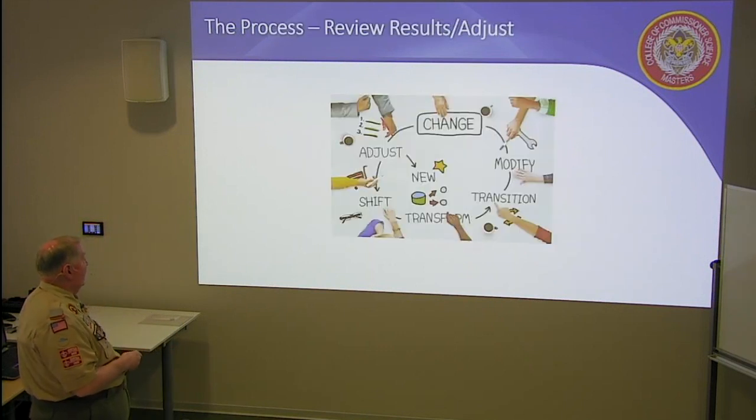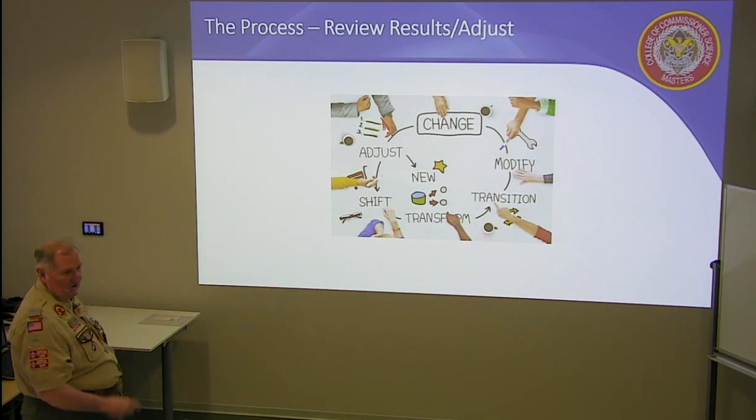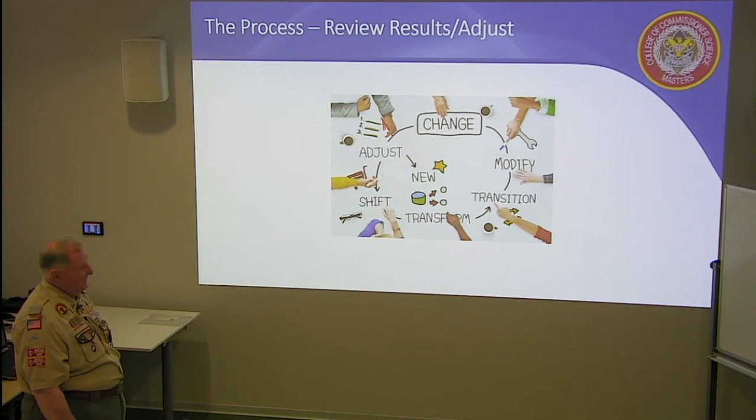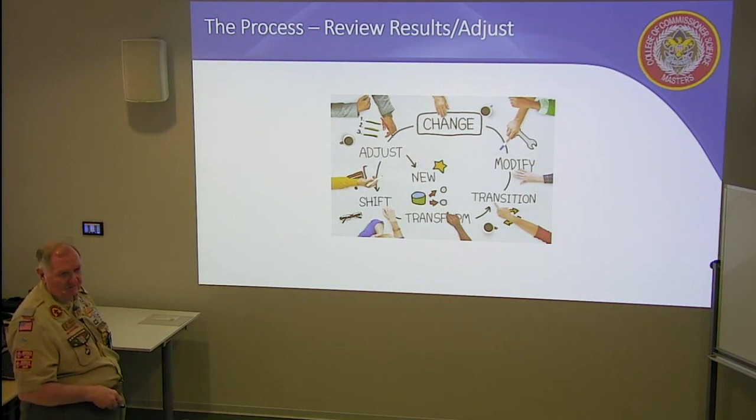Okay. Now, we make changes all the time. We have to modify it, we transition it, we transform it, we shift it, and we adjust. And then you've got an arrow that points down right there. Everything is always new. Because once you make this change, you're going to modify it, transition it, transform it. You may have to shift a few things, then adjust a few things, but everything in this whole process is new.